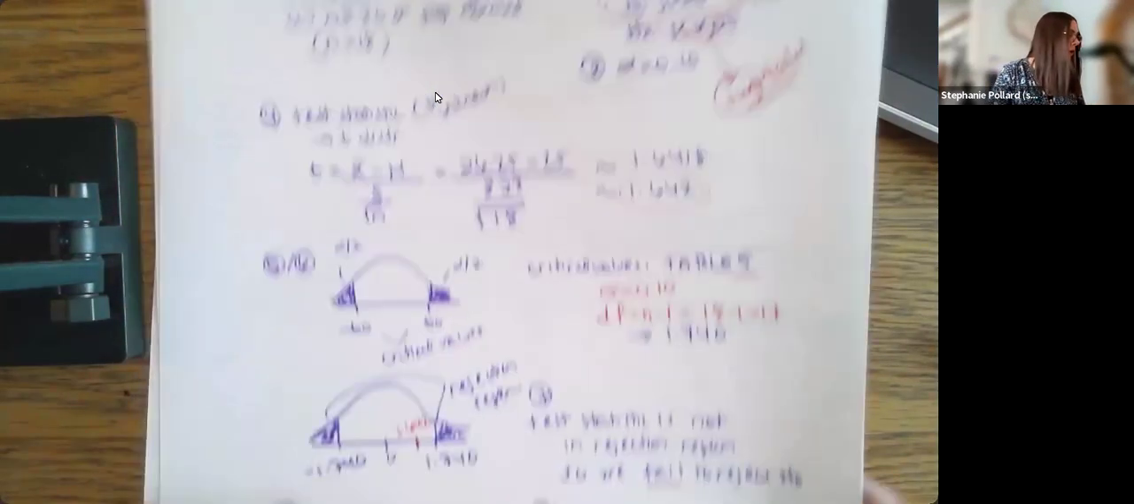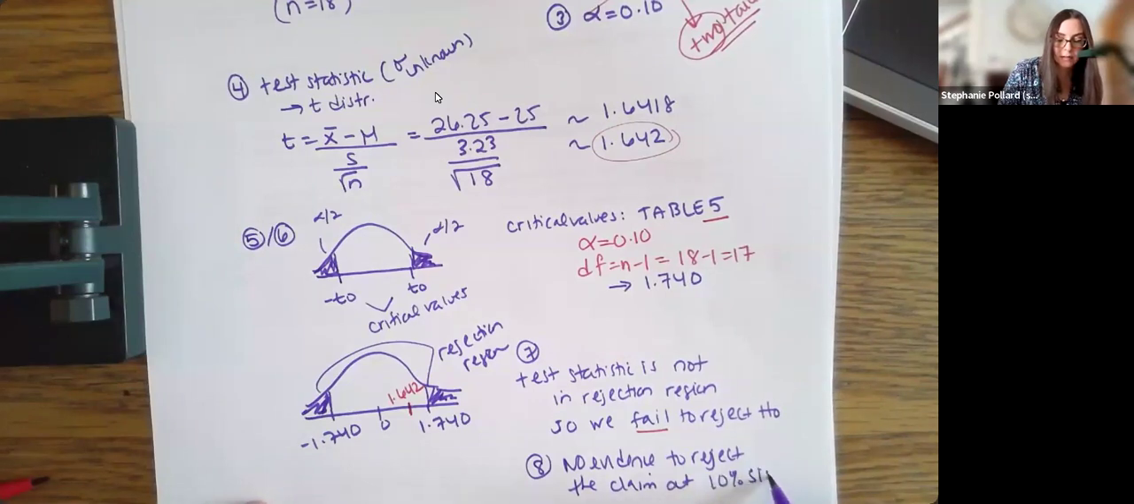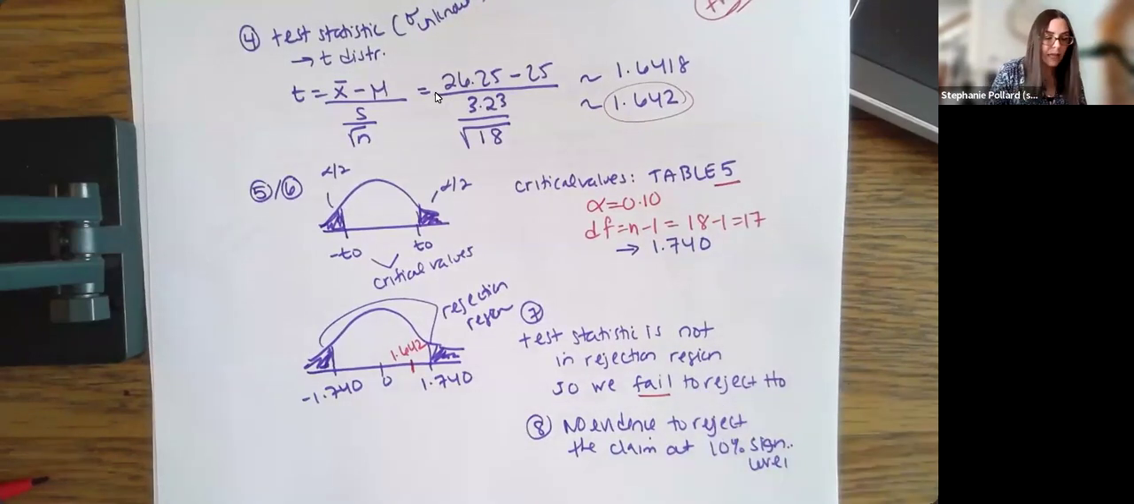We're keeping it. So our conclusion here is that there is no evidence to reject the claim at the 10% significance level, just abbreviating there, because our alpha was 0.10. And again, our claim was that the mean was equal to 25. So as of right now, the Fitness Magazine says that the mean monthly cost of joining a health club is $25. And based on our sample of 18, that seems reasonable, right? There's no reason right now for us to reject that claim. So we are leaving the claim as it is, and we're not going to reject it.